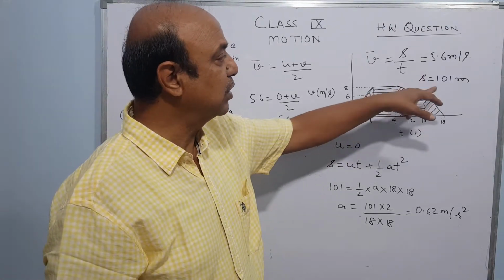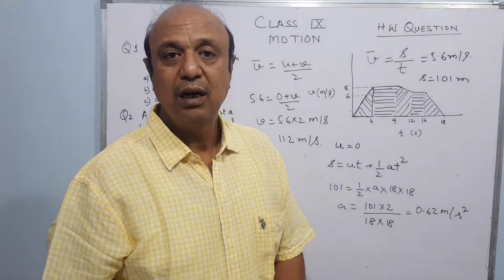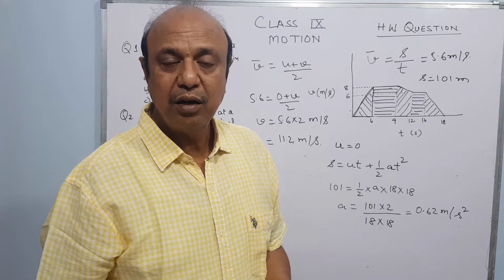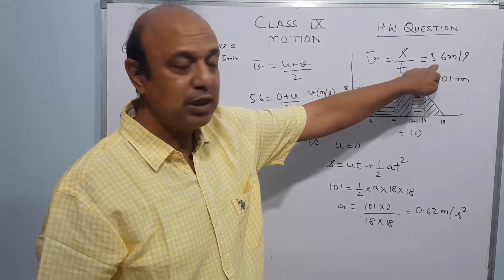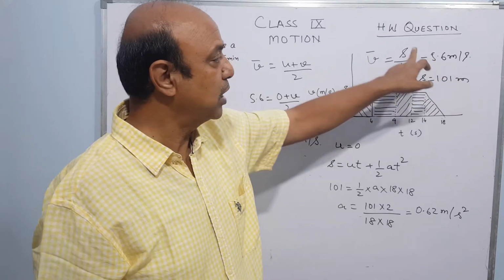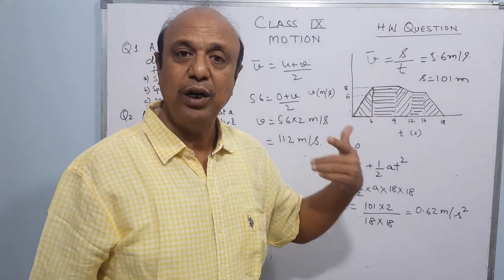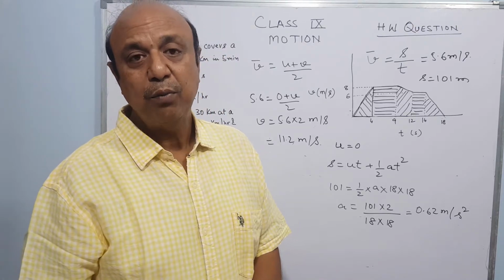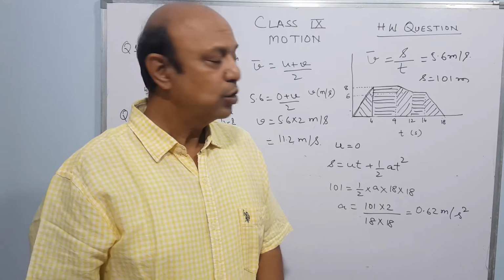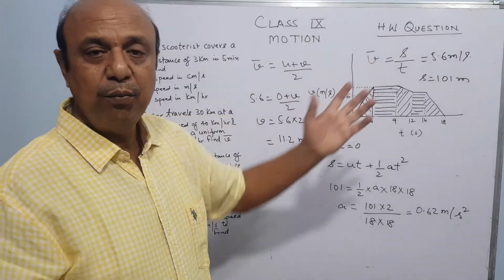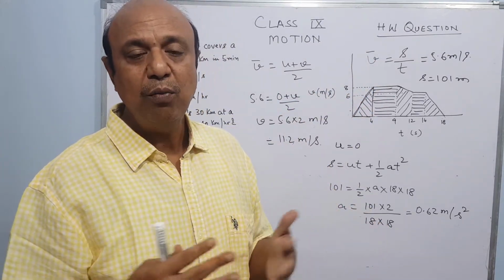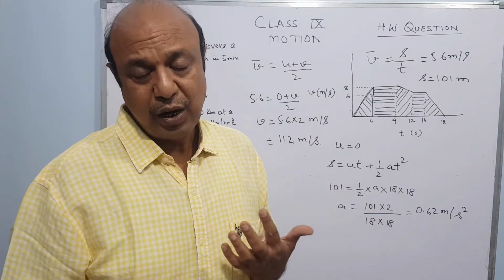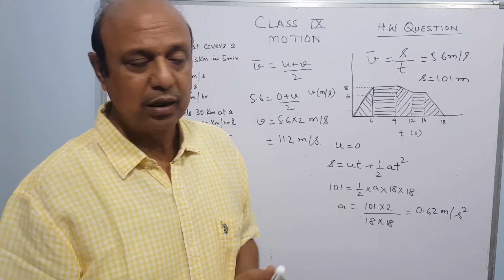18 seconds it covers 101 meters. Then what is the speed of the car? It is 5.6 meters per second, because the total distance upon total time, s upon t. That means the object would have been traveling at 5.6 meters per second. So from one simple question, there can be a mixture of many questions, making it a bit complicated for us.